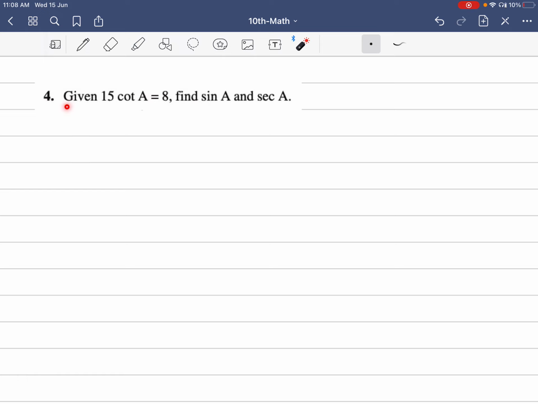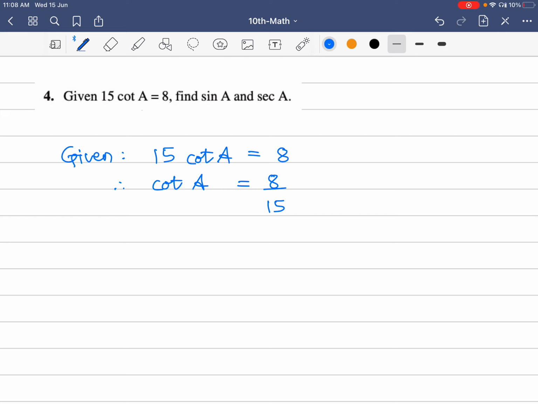It reads: given 15 cot A is equal to 8, find sin A and sec A. So kind of similar to the previous problem, where we are given one trigonometric ratio for a triangle and we have to find the other two. So let's first note down what is given to us. The given information is 15 cot of A is equal to 8. So I'm just going to rearrange. So cot of A is actually equal to 8 by 15.